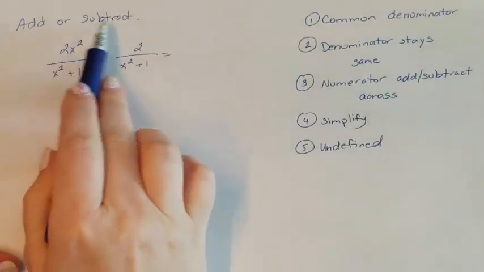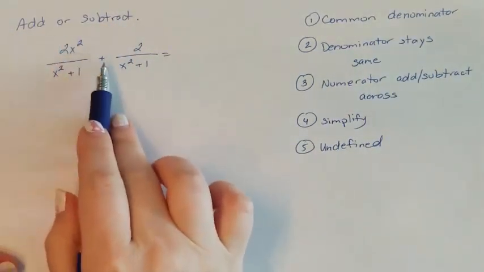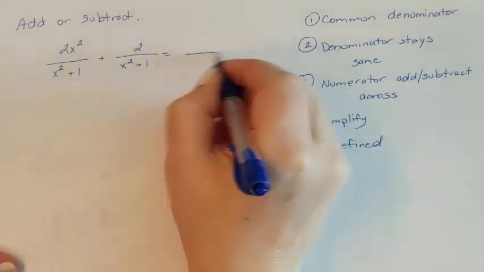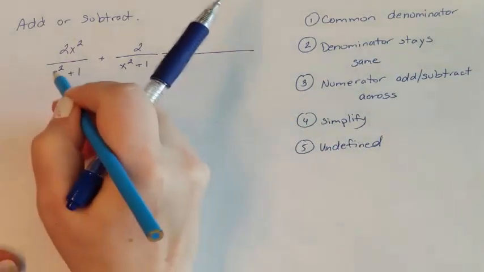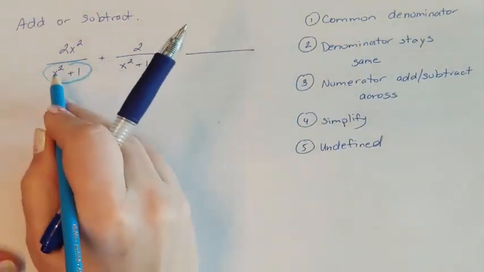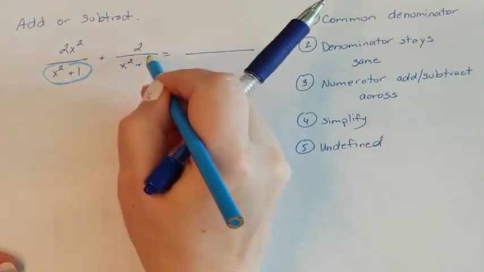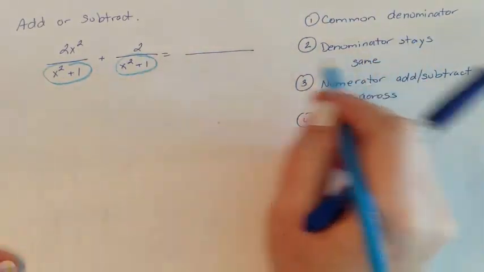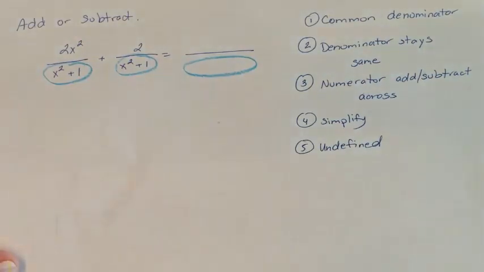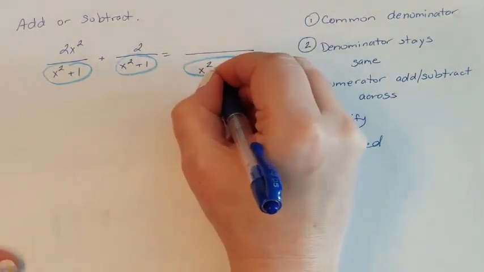Next problem, we're adding or subtracting a fraction. So I have one fraction being added to another fraction, which means I'm going to have a fraction answer. I'm first supposed to check to see if they have a common denominator. This has a denominator of x squared plus 1. This also has a denominator of x squared plus 1. They are the same, so the denominators are just going to stay the same. So my denominator is x squared plus 1.